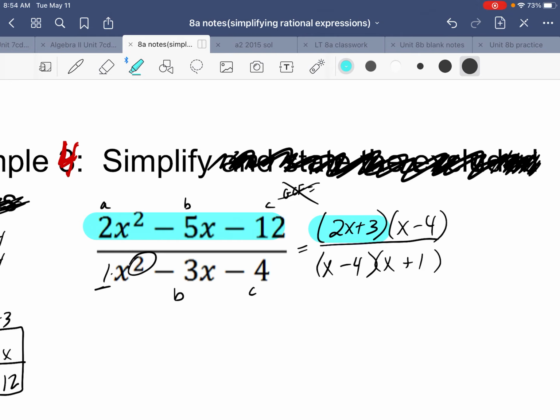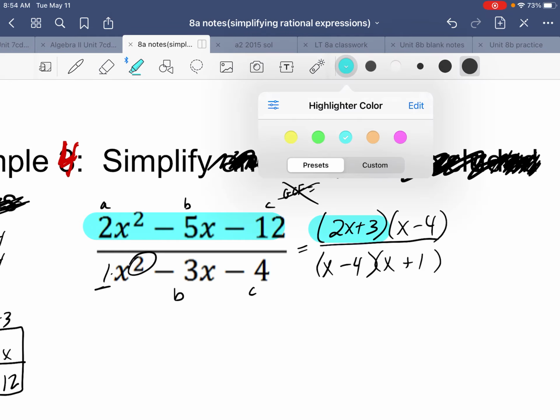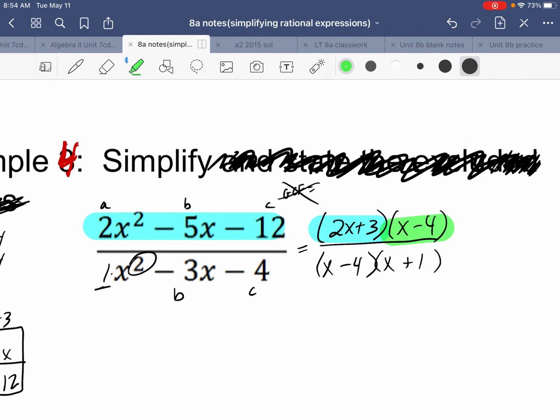2x plus 3. Is there a 2x plus 3 in the denominator? No. X minus 4 in the numerator. There is an x minus 4 in the denominator. So when we're simplifying those, x minus 4 divided by x minus 4, the same thing divided by itself, is really 1. And then in the denominator, there's an x plus 1. There's no x plus 1 in the numerator, so we cannot simplify that.